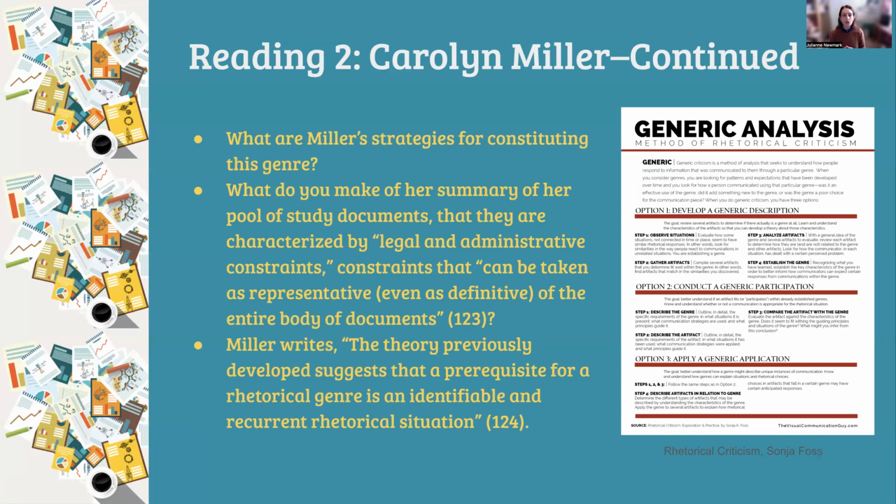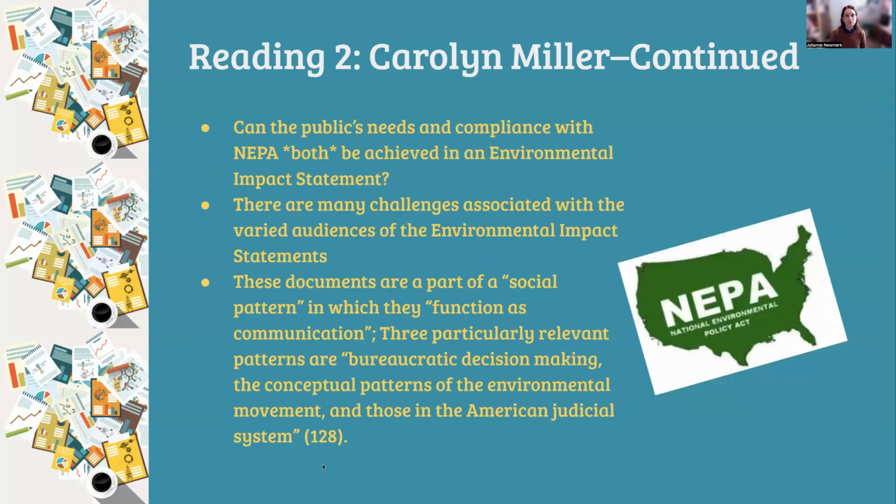Miller writes, the theory previously developed suggests that a prerequisite for a rhetorical genre is an identifiable and recurrent rhetorical situation. Those of you who've taught our freshman year writing classes, you're very well versed in talking about rhetorical situation. So what is the rhetorical situation for the emergence of an EIS? So I have a slide up here from Sonja Foss about generic analysis, a method of rhetorical criticism. So it thinks through what a genre is and how we analyze it.